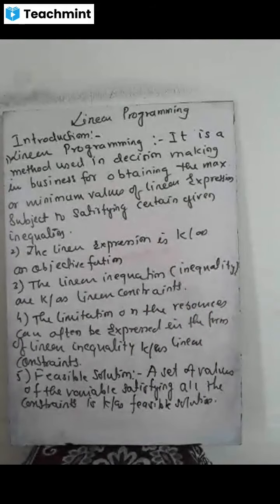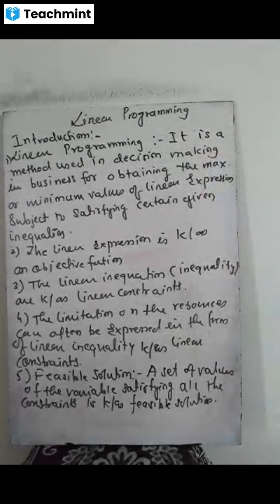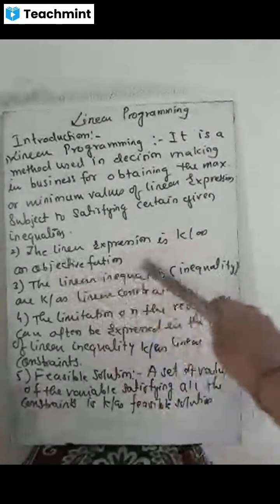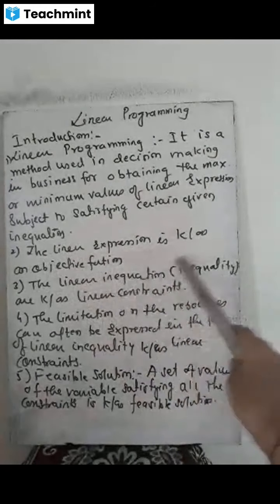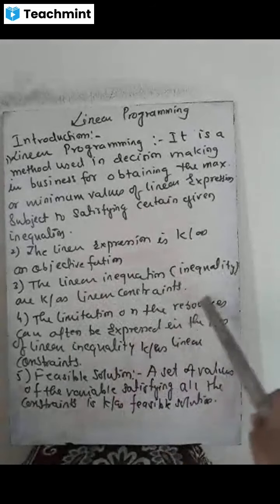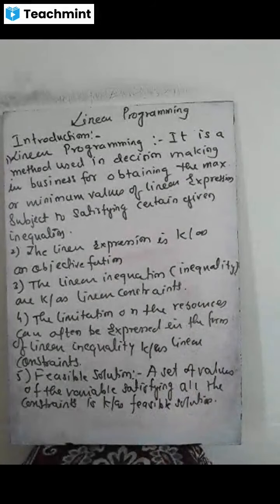Last year in 11th standard you had linear inequality. Hope you remember. It was inequality, that is inequation. Here we have to do it for linear programming. The linear expression is known as the objective function. The linear inequality is known as the linear constraint. The limitation on the source can often be expressed in the form of linear inequality, known as linear constraint.